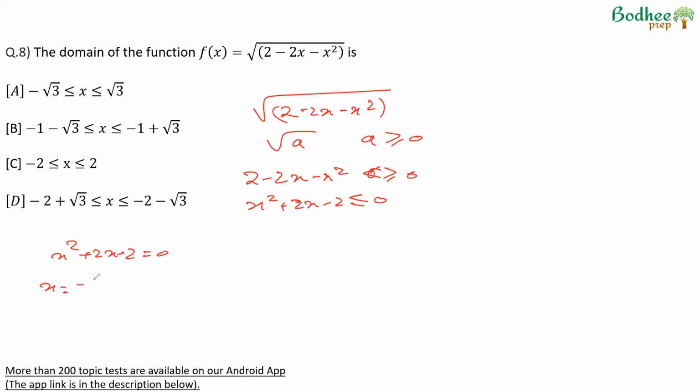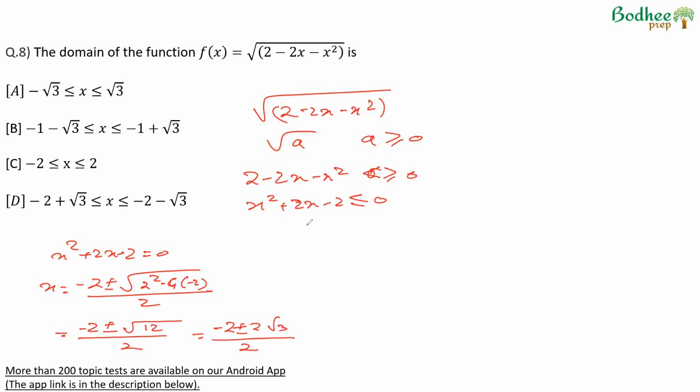If we solve x square plus 2x minus 2 equal to 0, the value of x will be minus 2 plus minus root of 2 square minus 4 into minus 2, upon 2, which becomes minus 2 plus minus root of 8 plus 4, 12, upon 2, which is nothing but minus 2 plus minus root 12, which is 4 into 3, therefore 2 root 3, upon 2. And therefore the values of x will be the critical points for this inequality: root 3 minus 1, and minus root 3 minus 1.